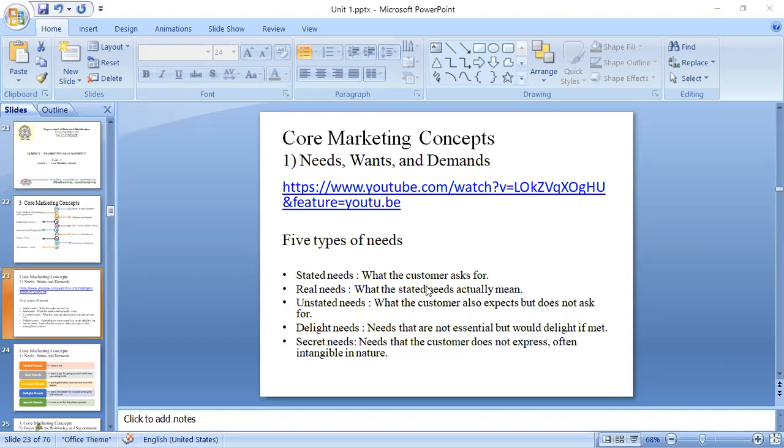Wants are shaped by one's society. Demands are wants for specific products backed by an ability to pay. Many people want a Mercedes. Only a few are willing and able to buy one. Companies must measure not only how many people want their product, but also how many would actually be willing and able to buy it.